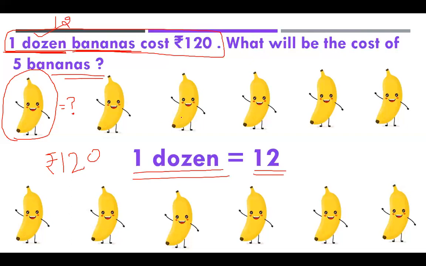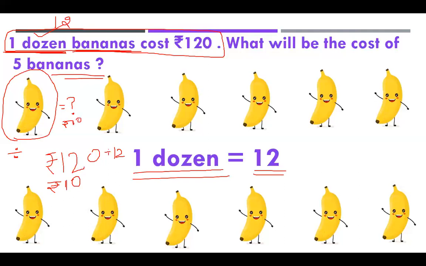Then we can find the cost of 5 bananas, 6 bananas, 7 bananas, 10 bananas. Then you can find for so many bananas. So you should know the cost of one banana. To find the cost of one banana from the 12 bananas, we have to divide. So you have to divide its cost, 12 bananas cost, by 12. So 120 divided by 12, this will give you rupees 10. Okay. It means that the cost of one banana is rupees 10.